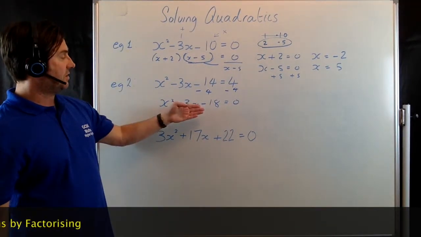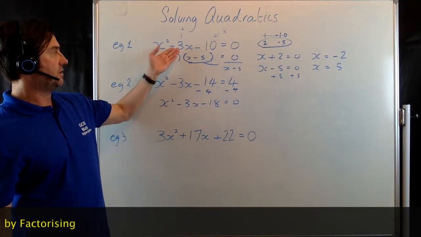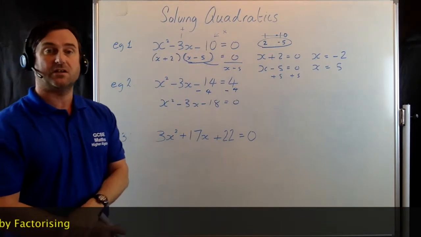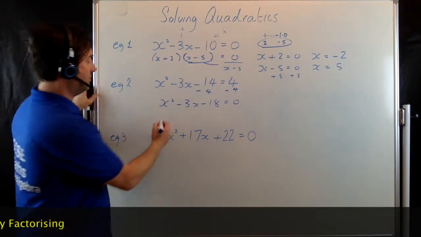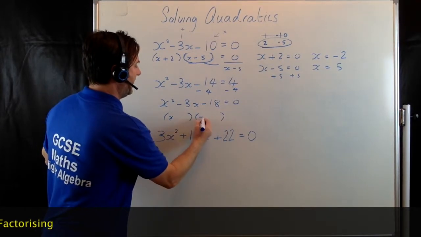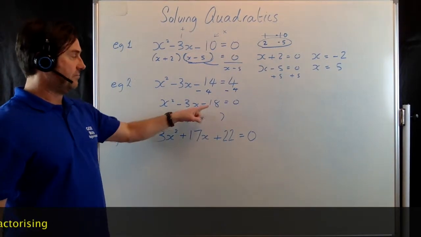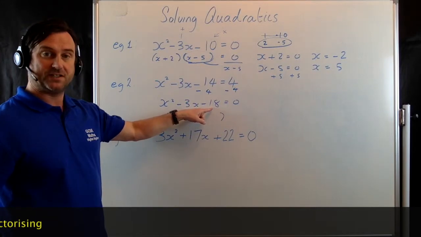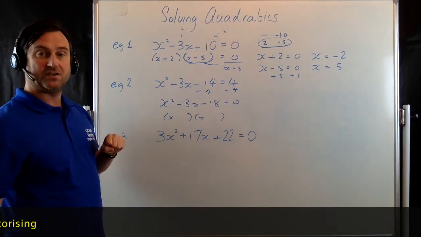And then I've got a situation that is exactly the same as what I had in example 1. So now I can just put my double brackets, x and x. I'm looking for two numbers that multiply to give minus 18 and add to give minus 3.